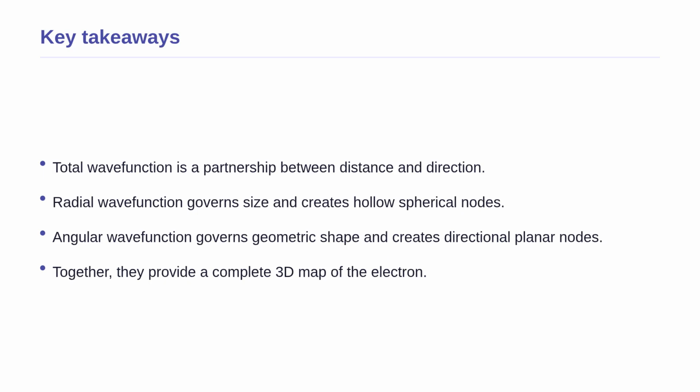We have covered a lot of ground today, so let us summarize the most important ideas. The total wave function of an electron is a beautiful partnership between distance and direction. The radial wave function governs the size of the orbital and creates hollow spherical nodes based on the quantum numbers n and L. The angular wave function governs the geometric shape and creates directional planar nodes based on L and m sub L. Together, they give us the complete three-dimensional map of where an electron lives inside an atom.